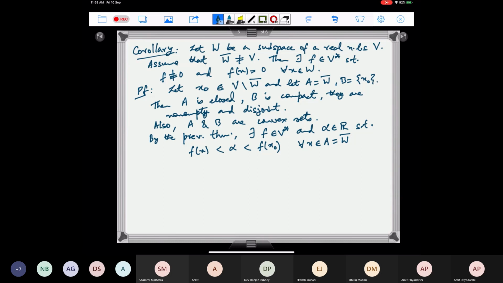So for every x in W closure, we have f(x) is less than alpha, and this is less than f of x naught. So there is only one point in B.